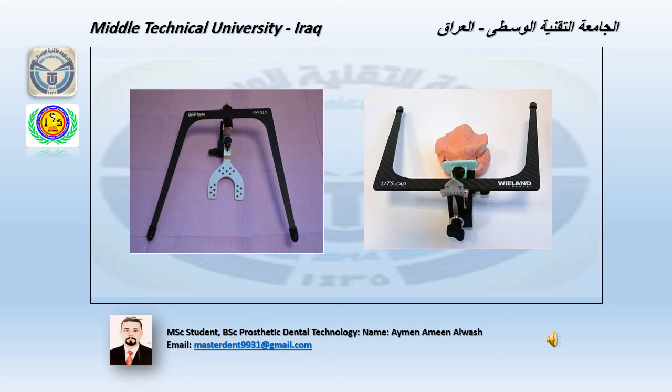The UTS CAD device. This device is fixed to the centric tray to determine the occlusal plane and measure the deviation from the frontal interpupillary plane. We connect this UTS CAD device with the centric tray to record the occlusal plane and measure the deviation from the frontal interpupillary plane in the clinic.